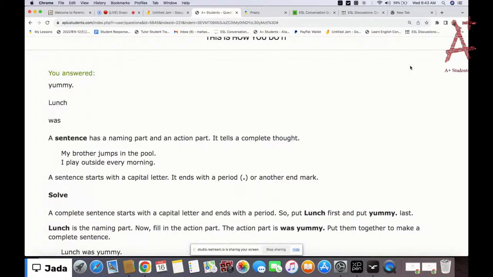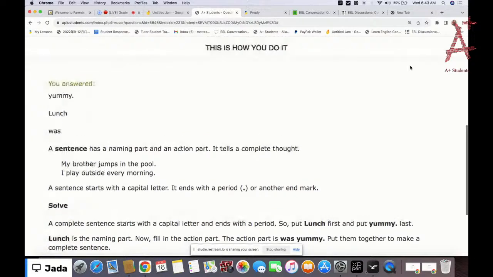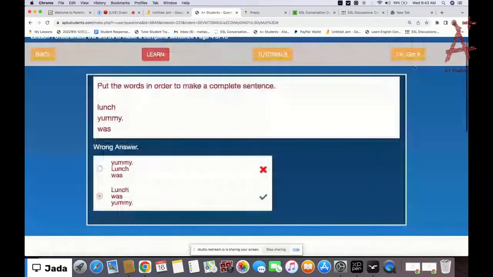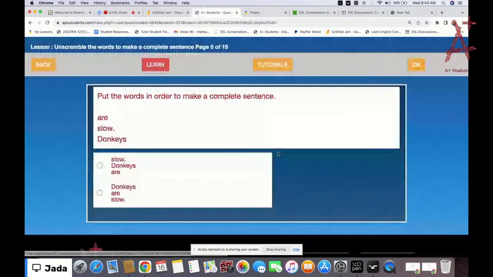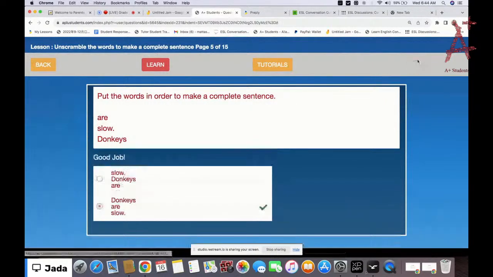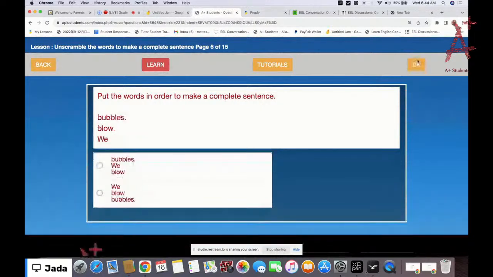All right. So now, slow donkeys. So donkeys are slow because D is in capital letters, so it should be the first. So donkeys are slow. That's what you should have. Okay. All right. So this one now is also the same with our tutorials, and it says bubbles blow we, so we blow bubbles.